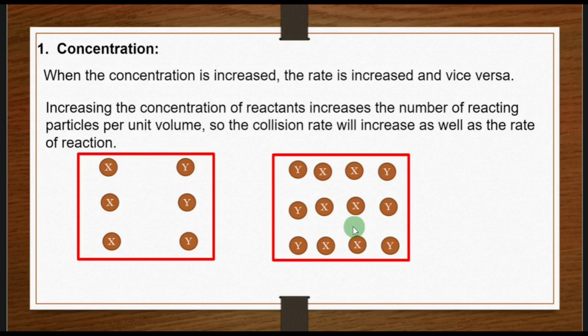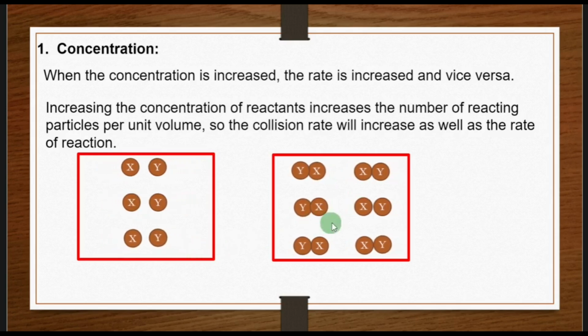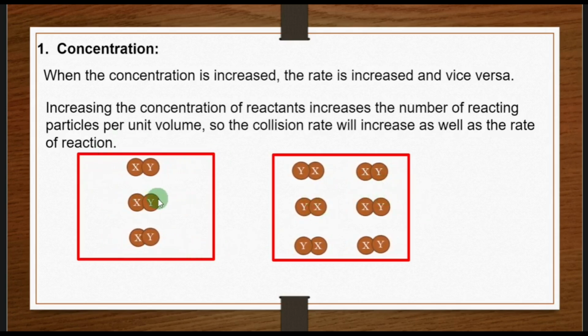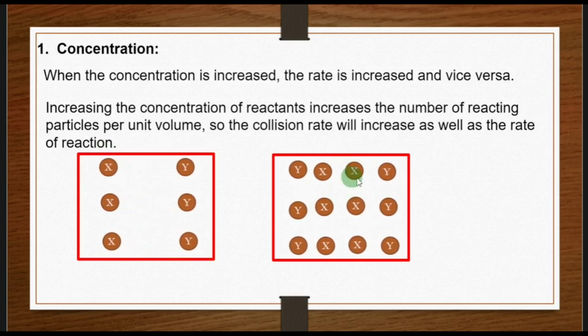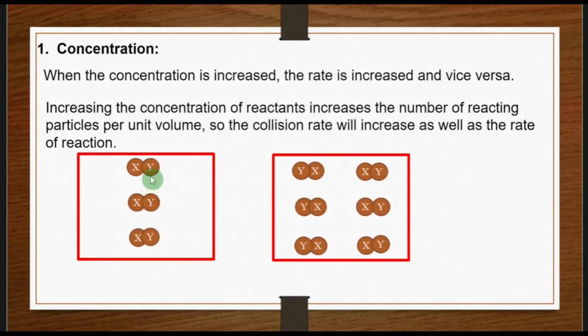And the reason why they will react faster is that you have more particles which can quickly collide with each other, and then the reaction will go faster. So like here, if they are to collide, these will collide faster than these, as you can see. Because they're closer to each other, they'll collide faster than these.